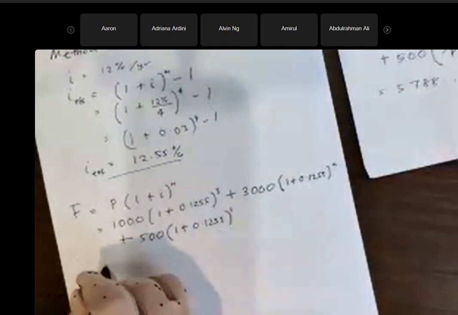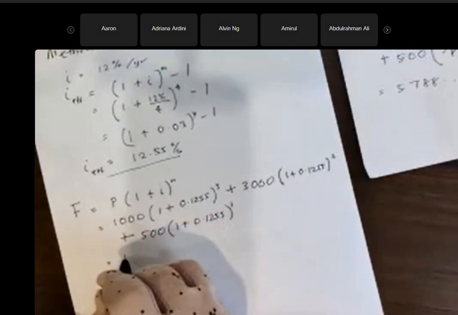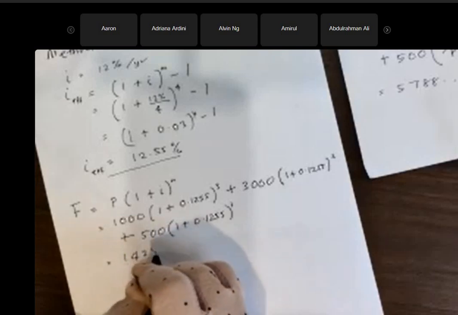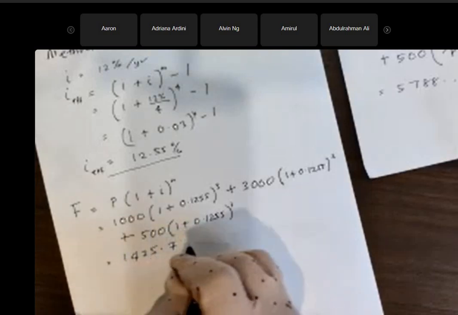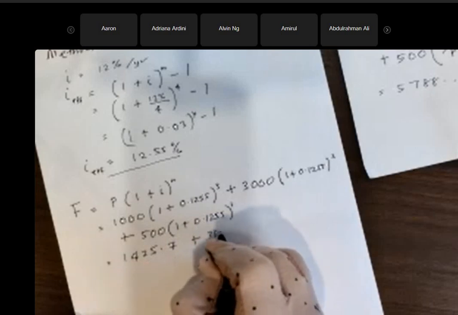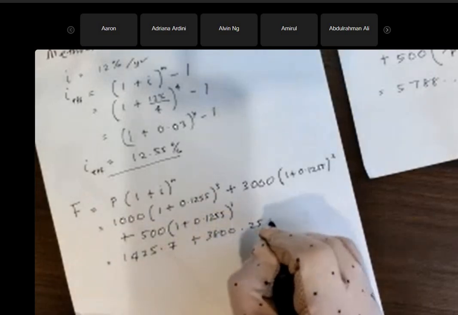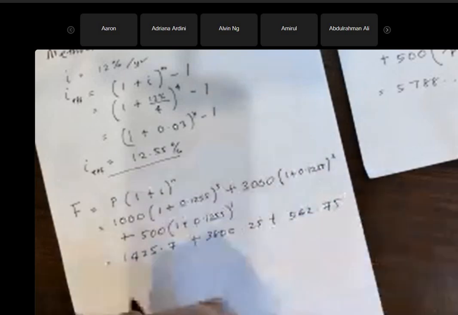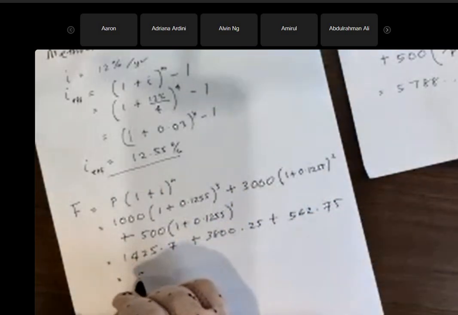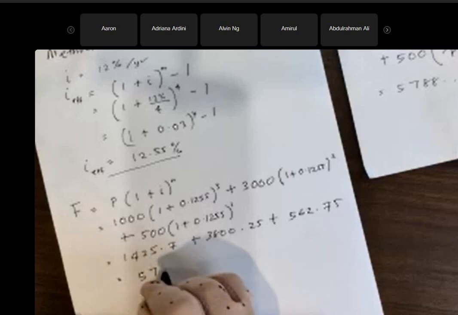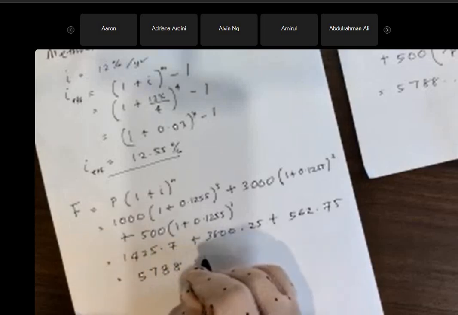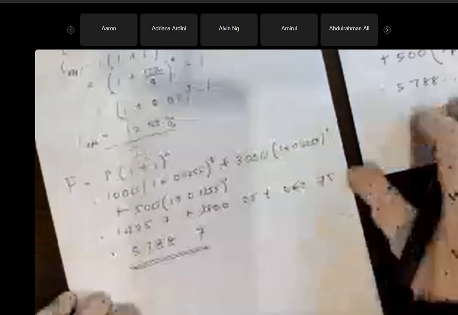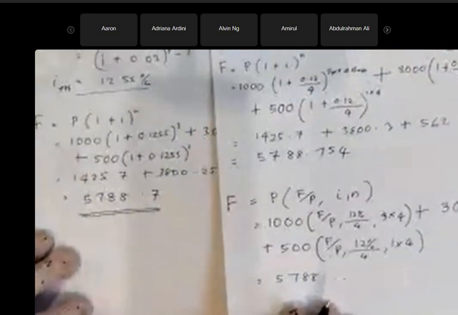So you will get 1425.7 plus 3800.25 plus 562.75. So you will get 5788.7.